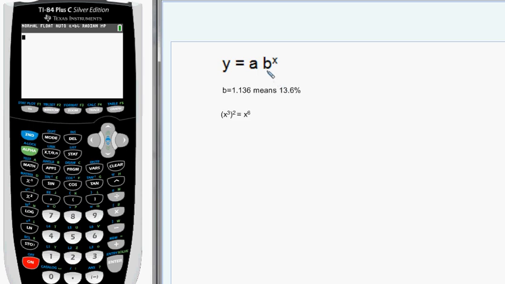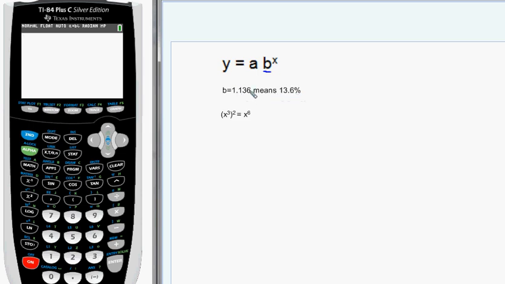First of all, hopefully your instructor has gone over the fact that an exponential equation can be traditionally written in the form of y equals a b to the x, where b is considered to be your growth factor. B can be used to find the percent change. So if x is in years and b was 1.136, this would mean that whatever you're studying, in my example money, would be growing 13.6%.